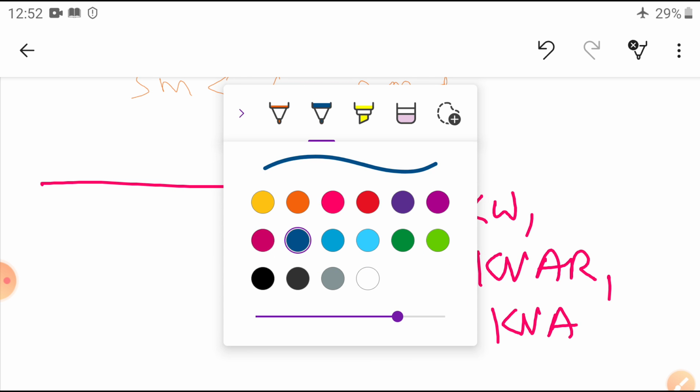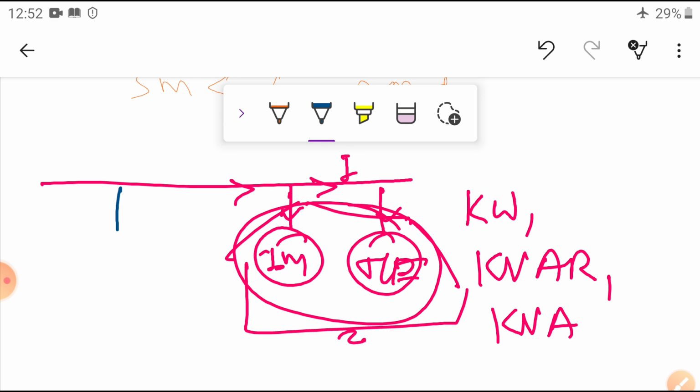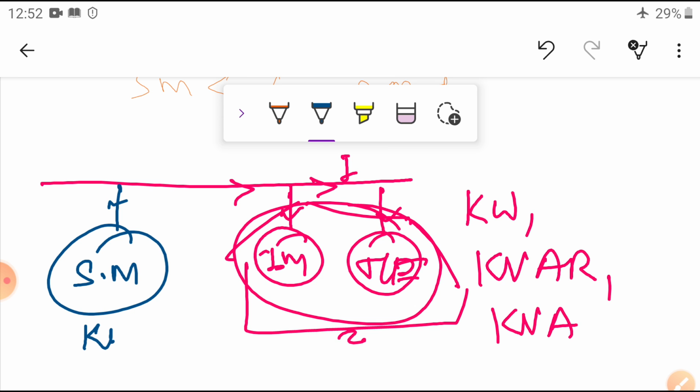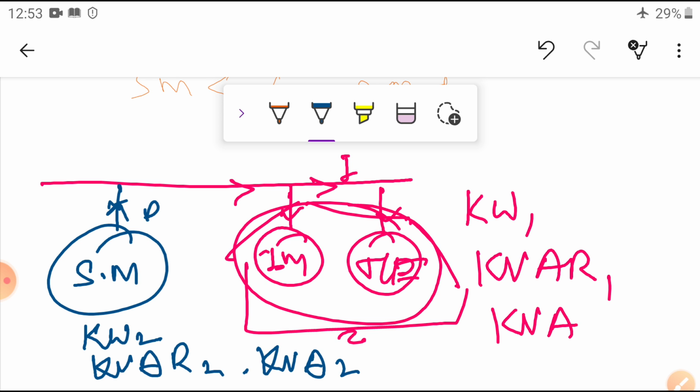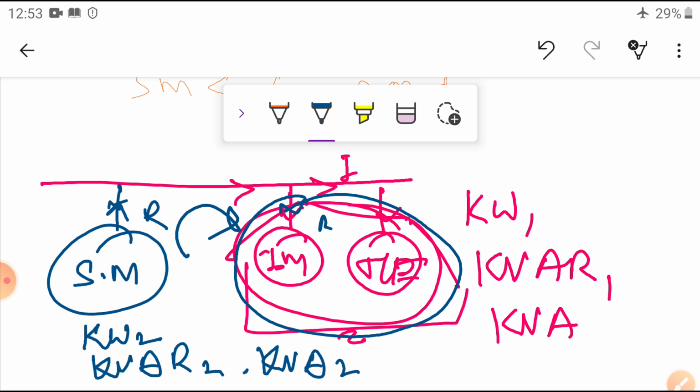Now I am going to install my synchronous motor in the same industry, connected as SM. Now it will draw some current from the supply. Then what is the power of the synchronous motor? This is kW2, the active power, kVAR 2, the reactive power, and kVA 2 is the apparent power of the synchronous motor. Now it can generate reactive power, it can consume reactive power. And what happens? Whatever reactive power is required for the load is supplied from my synchronous machine.